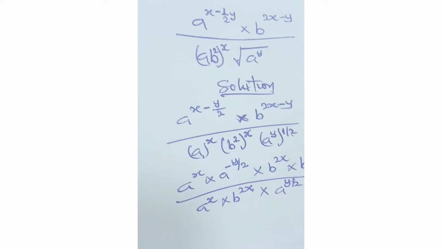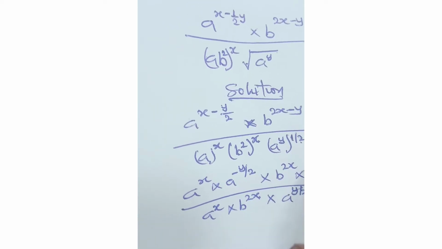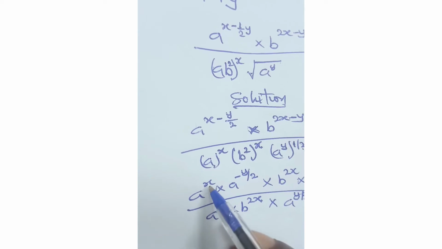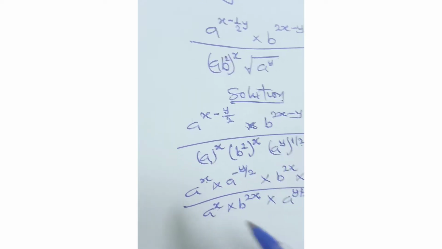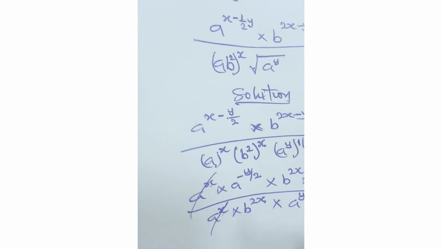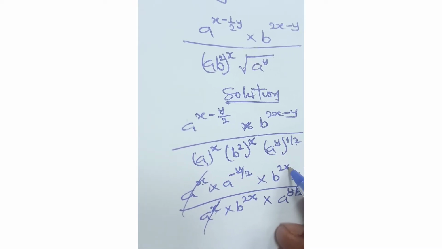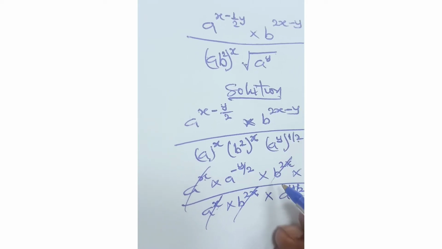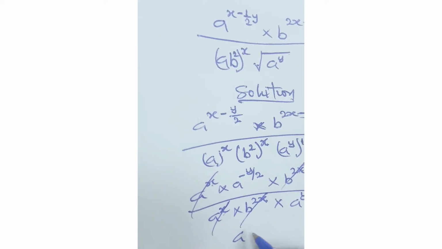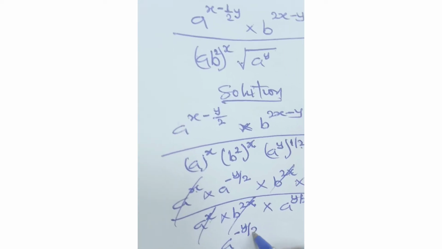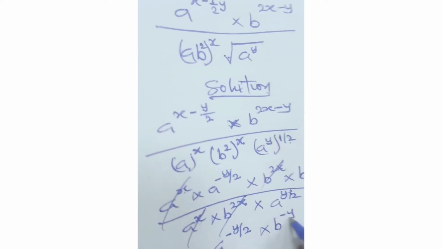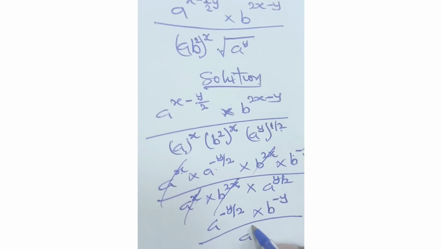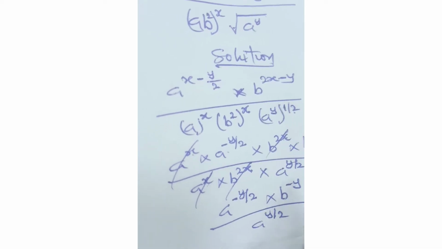At this junction now, if you look at the numerator and the denominator, you will see that we have some terms that are the same there. Like a raised to power x in the numerator, we also have it in the denominator. We can cancel this and this. Then we also have b raised to power 2x in the numerator, and we also have it in the denominator too. This can cancel this. Then we'll be left with a raised to power minus y over 2 times b raised to power minus y, this and this, then over a raised to power y over 2 at the denominator.